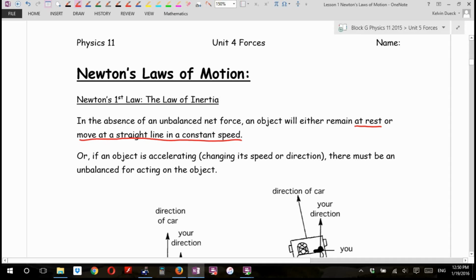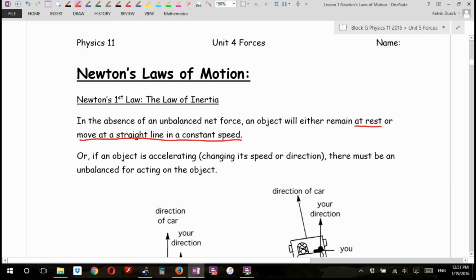If an object is accelerating, there has to be an unbalanced force on it. The net force can't be zero. That's Newton's first law. So right now I look at Jaden here in the front row. I say, Jaden, are you accelerating? You're sitting still. I guarantee the net force on you is zero. Wait a minute, Mr. Dewick, isn't gravity pulling him down? Yeah, but that must mean there's another force pushing you up. Otherwise, you would be sinking into the ground like quicksand.